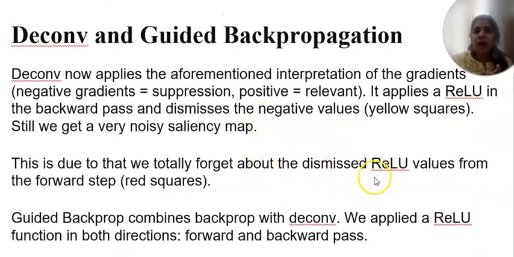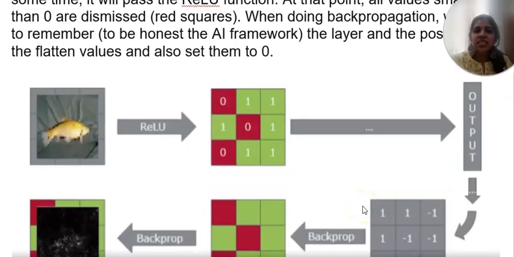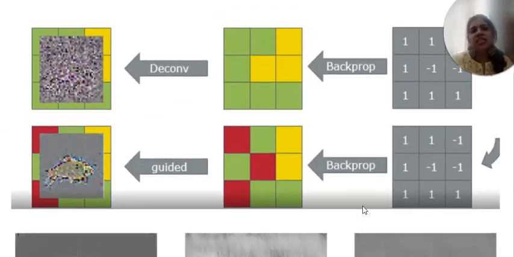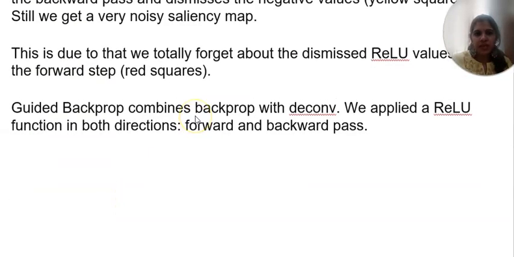That is saying here about the dismissed ReLU values. This is because we totally forget about the dismissed ReLU values from the forward step, that is, these red squares. That is the reason we get a very noisy saliency map here. Saliency map means a feature map here.